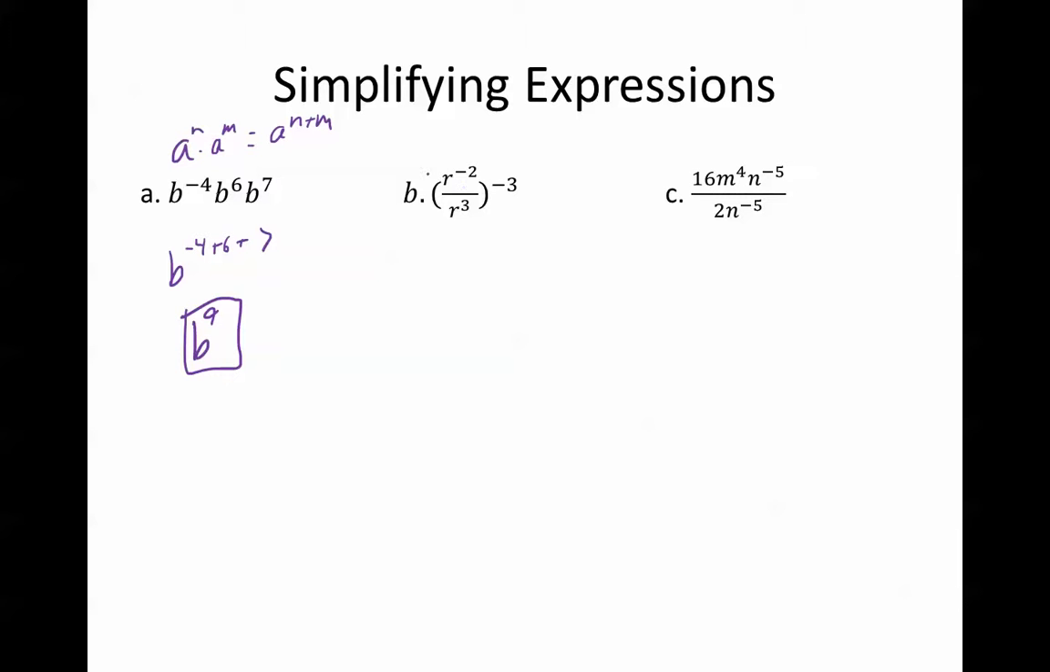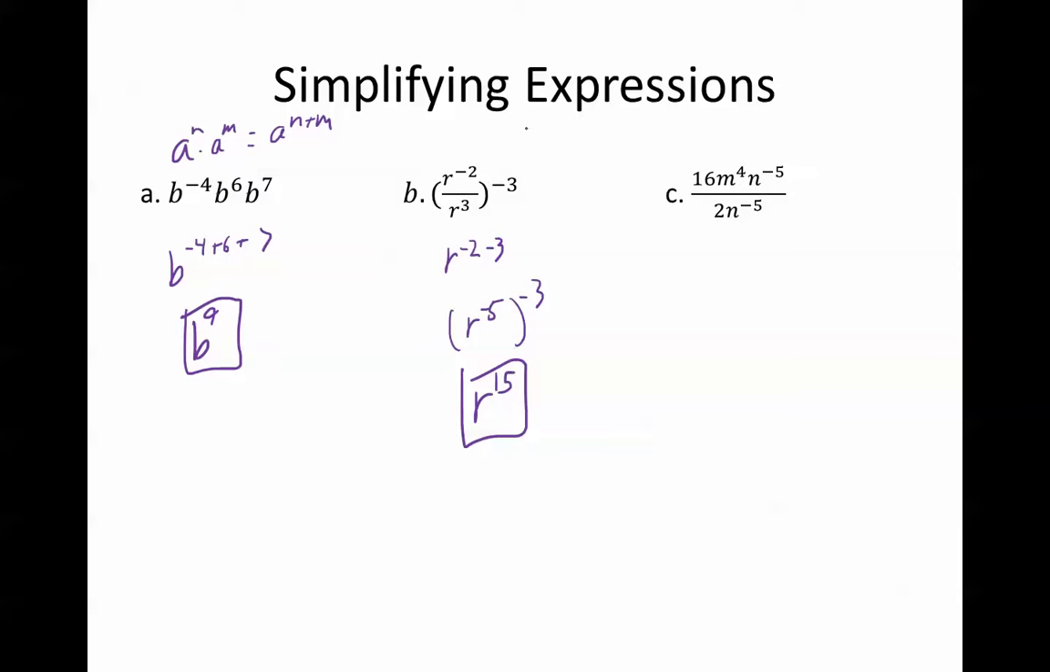B, I've got a couple of things that I can do here, right? I've got a quotient rule that I can do. I've also got a power of quotients here. I'm going to go ahead and do the quotient rule first. These bases are the same, which means I can subtract the exponents. So this is r to the negative 2 minus 3, which gives me r to the negative 5, and that's being taken to the negative 3 power. Now my power of a power property tells me that I multiply these two numbers together to get r to the 15th. And that's that.